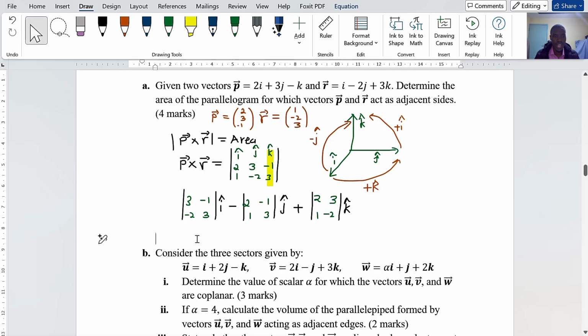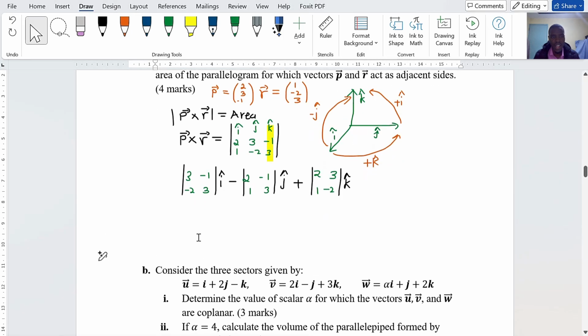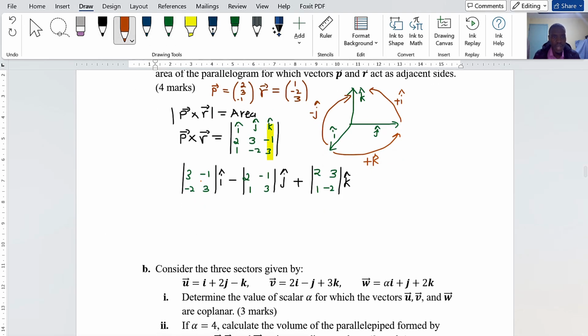Now we need to get the determinant. The determinant of this matrix is the product of the main diagonal minus the product of the other diagonal. The arrow points to the product of the main diagonal, while the one without an arrow is the product of the other diagonal. So what do we have? We are going to have 3 times 3 is 9 minus -2 times -1 is 2.